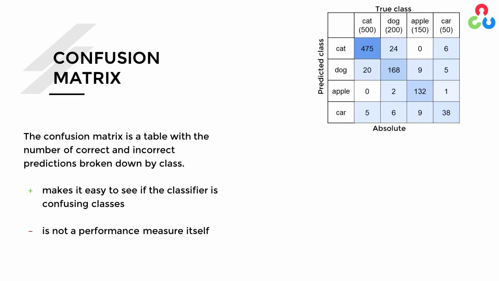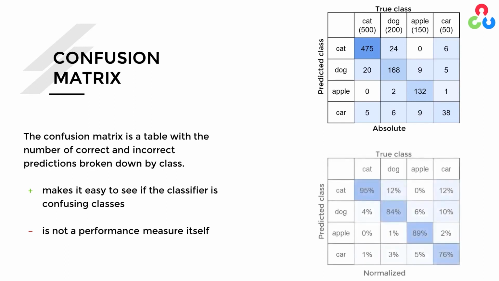Our data set here is not normalized. We have 500 cats, 200 dogs, 150 apples, and only 50 cars, which is 10 times less than the number of cats. This makes the absolute values of correct and wrong predictions not that convenient to look at. So people usually switch to the normalized version of this table, using the one below. On it, we can clearly see the strong and weak points of the model.